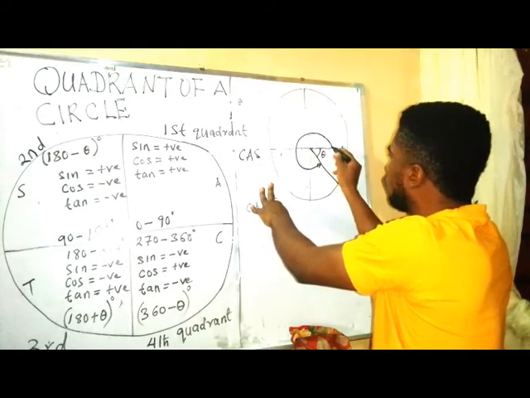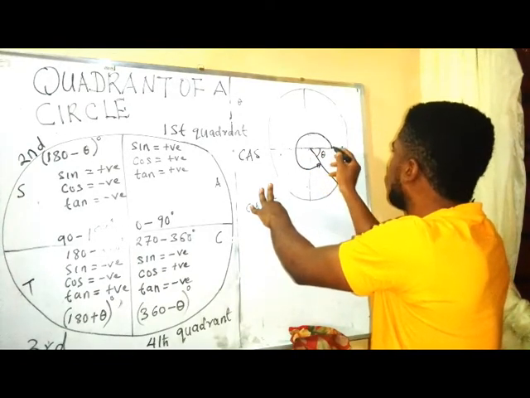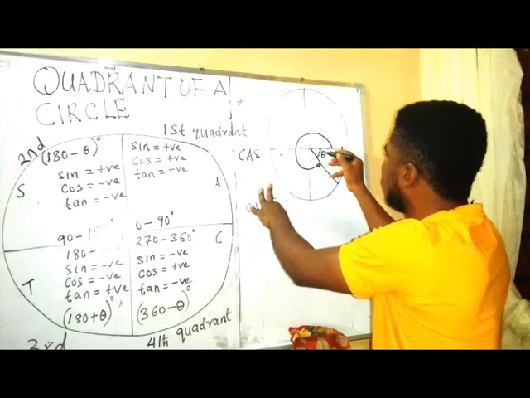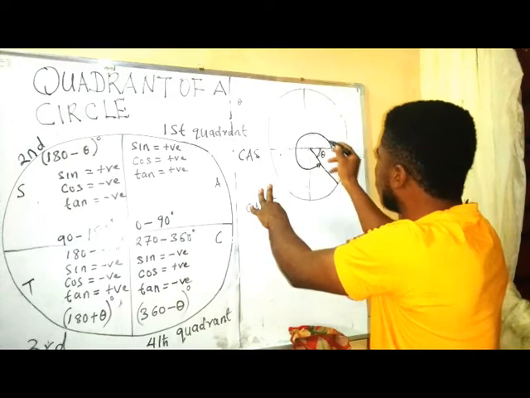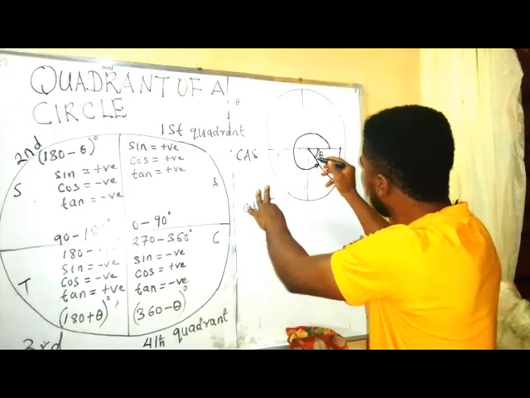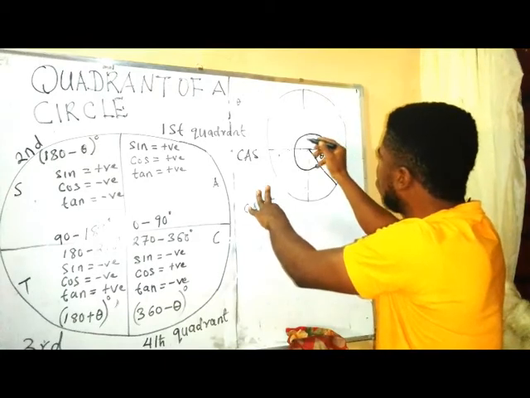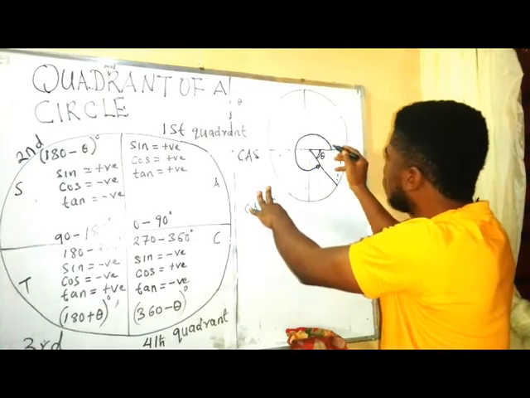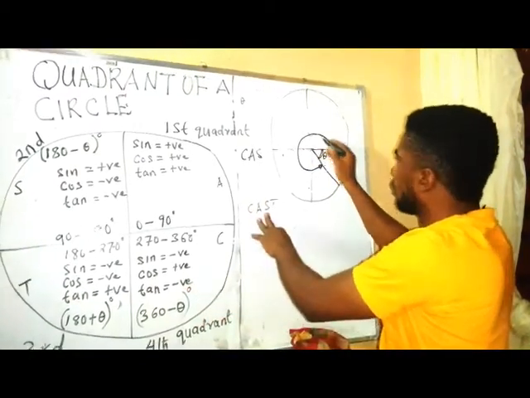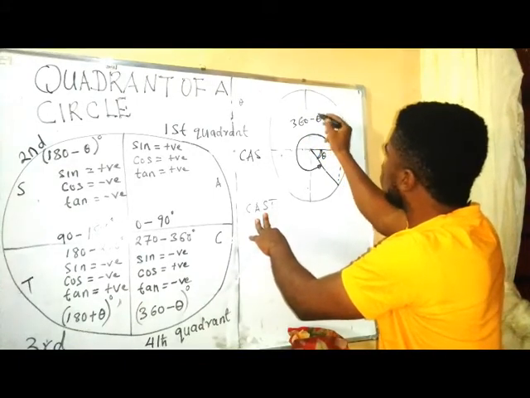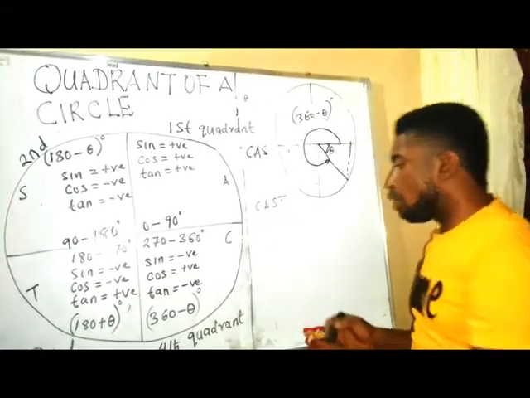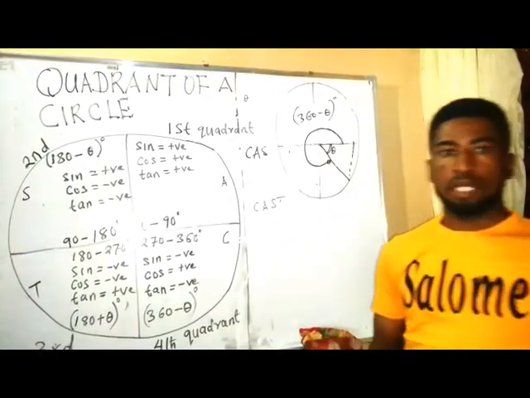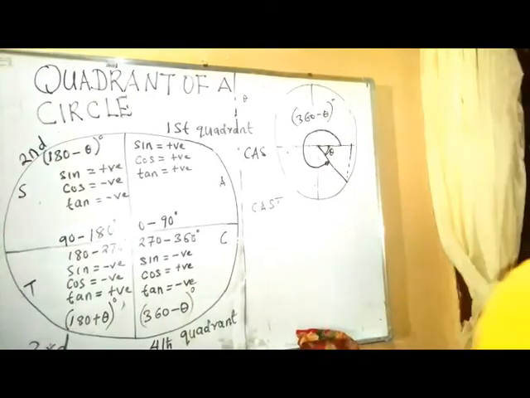To get this angle from here to here, that is 360 minus from here to here. If you remove from here to here from 360, what remains is from here to here. So the range of angle in the last quadrant is 360 minus what? Theta degree. And that's why we have this 360 minus theta. I hope you are following. Yes. Now let us take a look at one question.